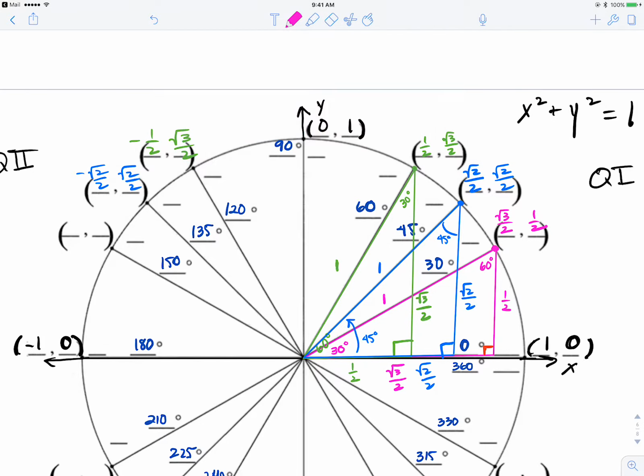And then how about at 150 degrees? Negative root 3 over 2. Okay, and then we already have negative 1, 0.